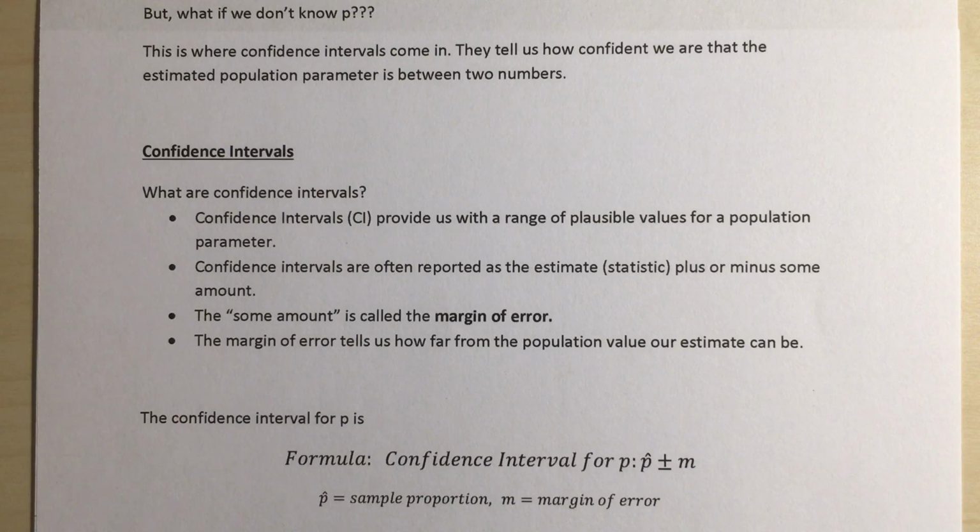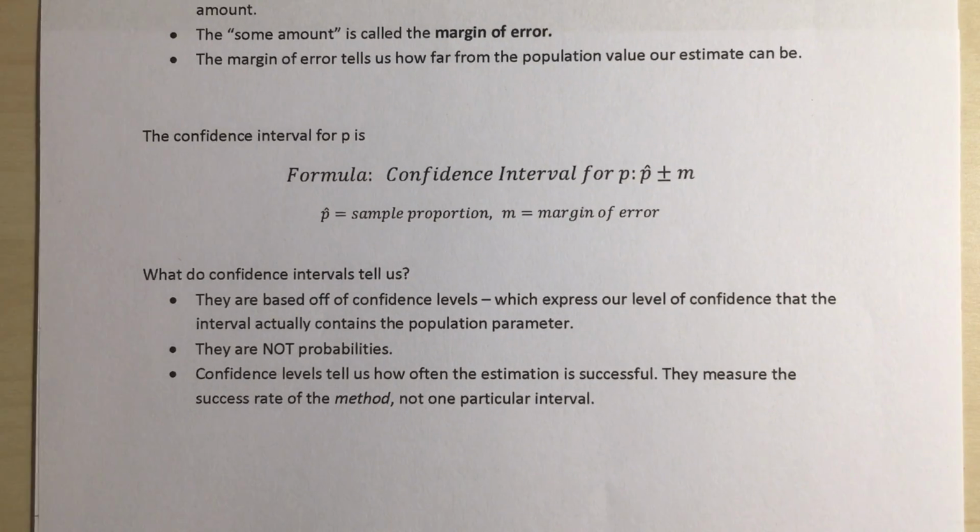Okay. So when we're thinking about these different things that we're looking at here, our confidence interval for p is going to be p-hat, so that is going to be our sample proportion, plus or minus this amount, our m, which is our margin of error. So that's what we're thinking about when we're thinking about our confidence intervals.